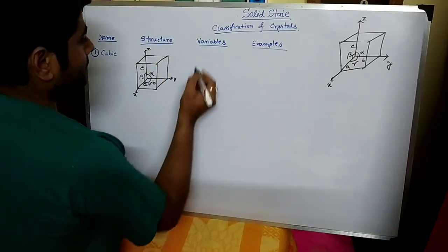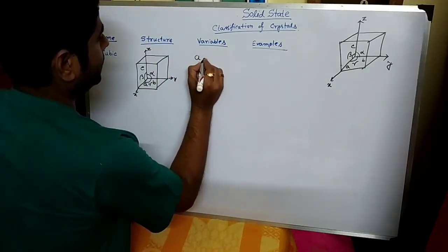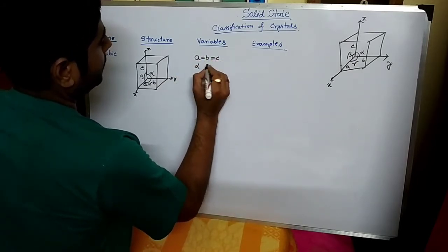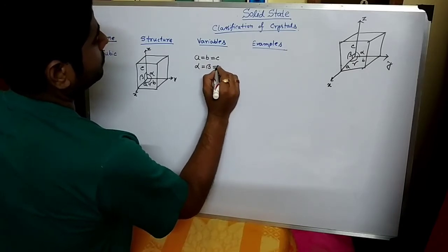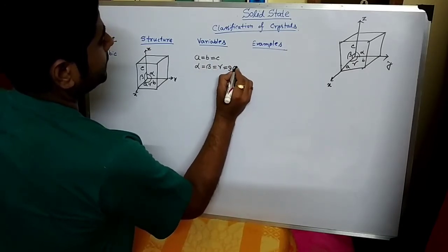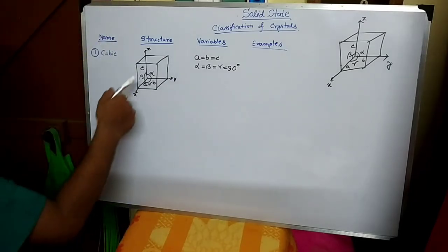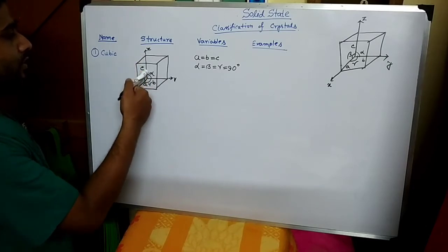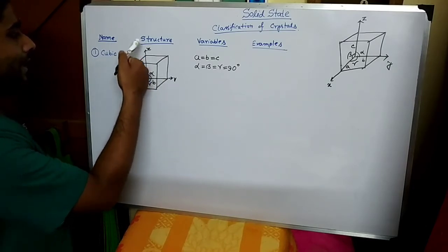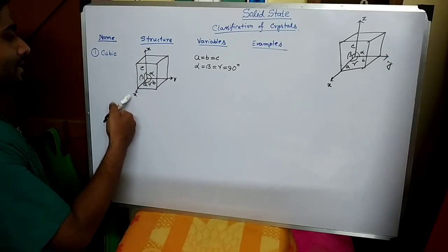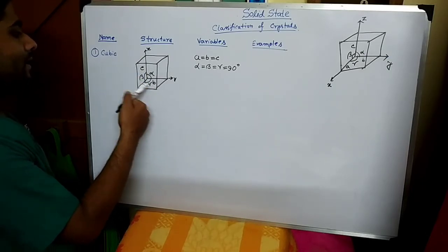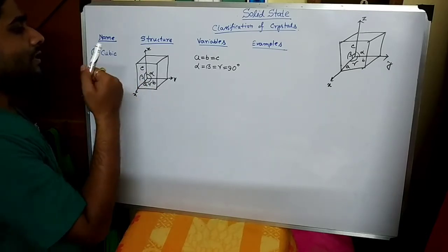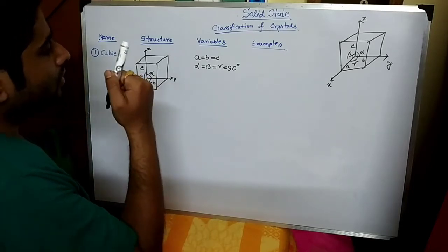So what are the variables here? It is A equals to B equals to C, and alpha equals to beta equals to gamma equals to 90 degree. So here each angle, the alpha angle in between y axis and z axis, and the angle between z axis and x axis, as well as the angle between x-axis and y-axis, the alpha, beta and gamma are all equal and they are equal to 90 degree.